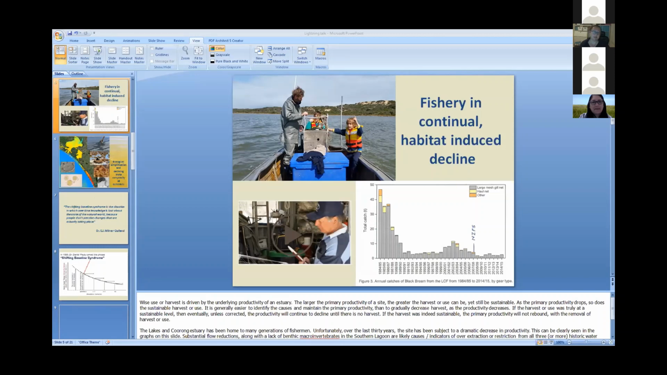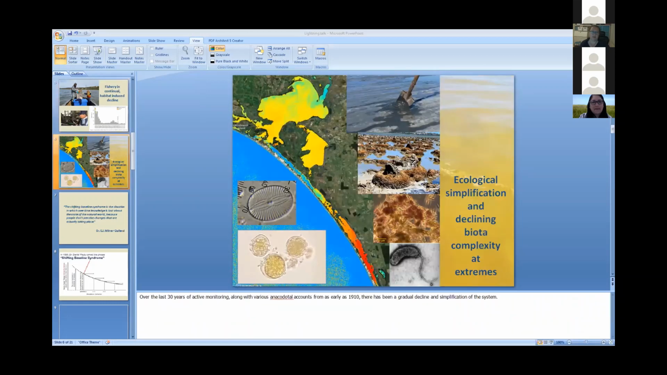Down the bottom here, you can see a diagram of one particular species, which is black bream, an estuarine-specific species that has slowly, since 1985, declined to a point where it's now a tenth of its previous yield. And when we start looking at the estuary, it is very obvious why.